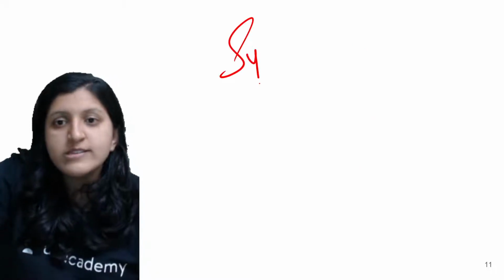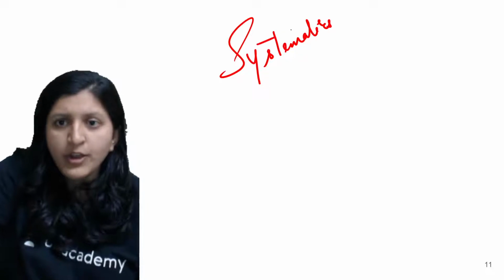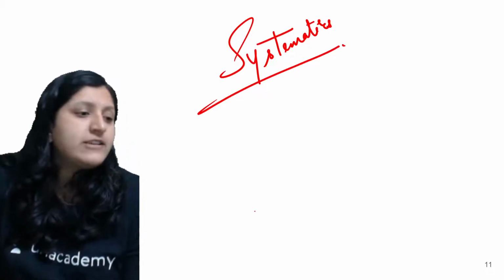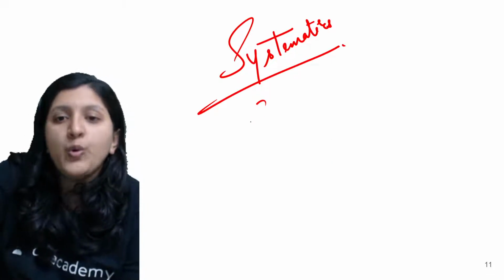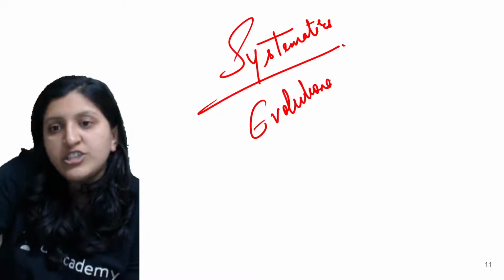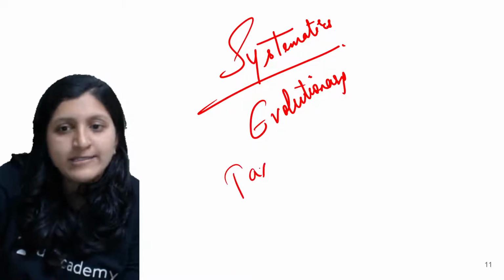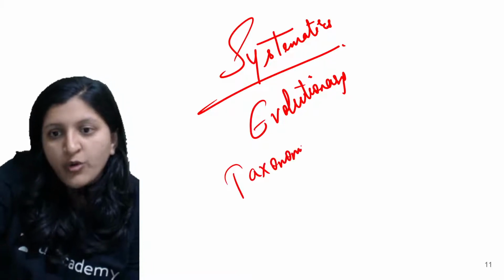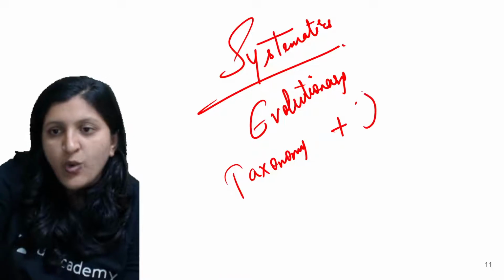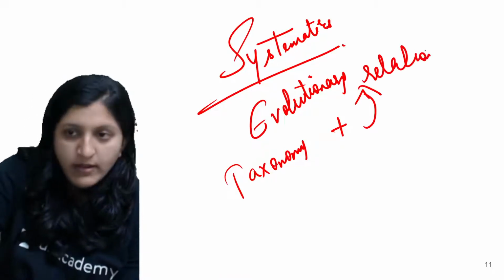Then what exactly is systematics? Under systematics, you are looking at the evolutionary relationship as well. Taxonomy is included, and along with the taxonomy, the evolutionary relationship is also looked at.